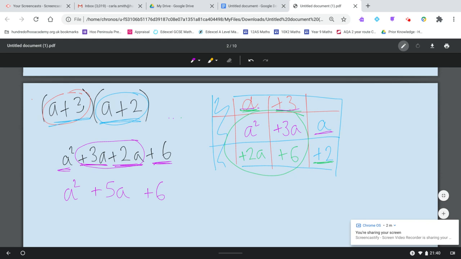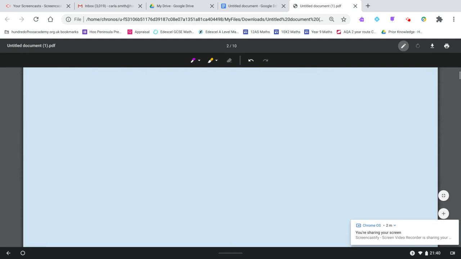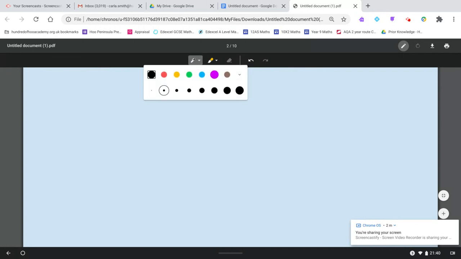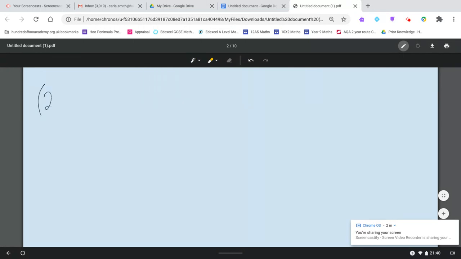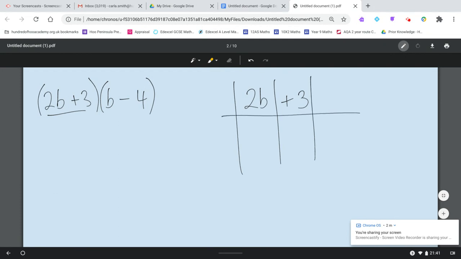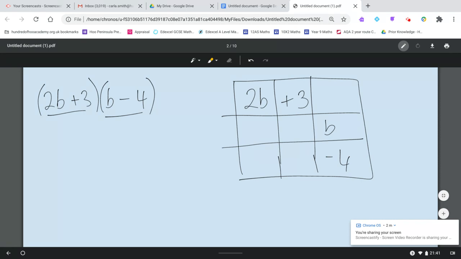Okay, so that's how you do that type of question. So we'll do a couple more examples. So let's do another one. We can do 2b plus 3 times b minus 4. Okay, so when I draw the table, I'm just going to do my first bracket at the top, so 2b and then plus 3. And then at the side, I'm going to do my second bracket, b and negative 4. Okay, so once you've done that, you should get this kind of 2 by 2 grid that you've got to fill in, because you've got 2 terms here and 2 terms here.